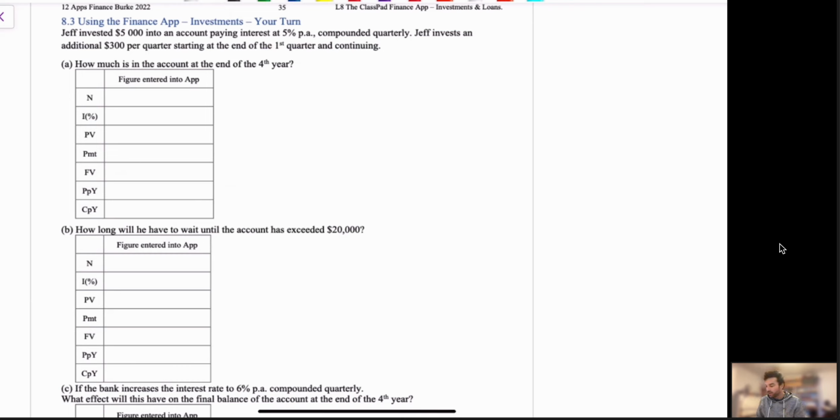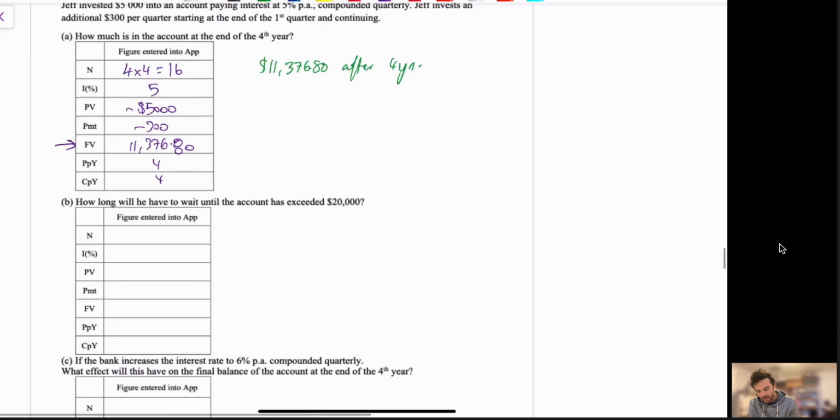Okay, so we're going to go through the answers now. This is what you should have. 4 times 4 is 16. 5, negative $5,000. Negative $300. 11,376.80. 4 and 4. Now, we were solving for FV, so I expect to see an arrow there, and so we can say there is $11,376.80 after 4 years.